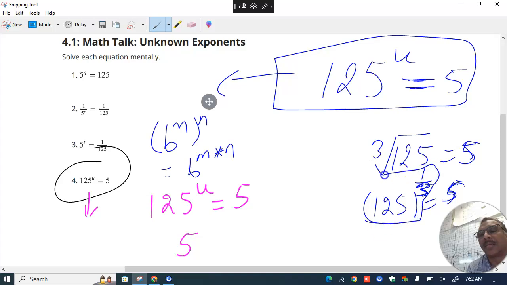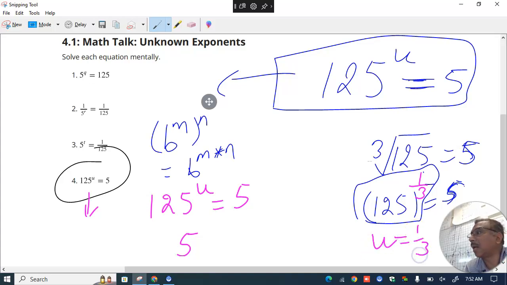So that means that u, which is here, is 1/3. If you know this directly, that's how it is. So your u becomes equal to 1/3. Is that correct? Nobody is saying yes. So this is another shortcut, and you have to get used to this.